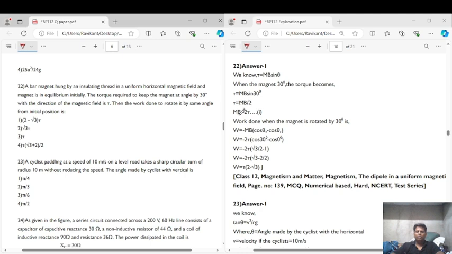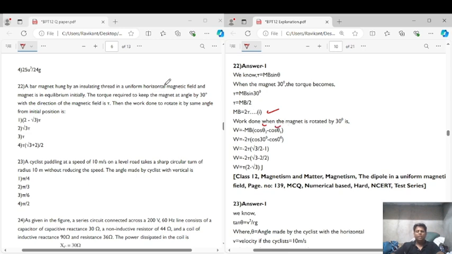From here we get mB equals 2 tau. So this is the first equation. Now, work done when the magnet is rotated by 30 degrees: work done equals mB (cos theta 2 minus cos theta 1), where theta 2 is the final angle between M and B, and theta 1 is the initial angle between M and B.